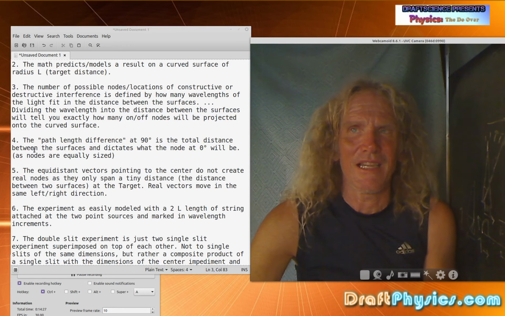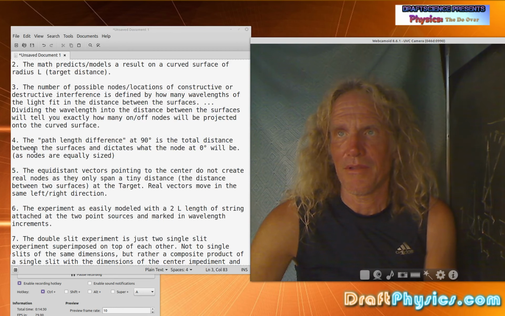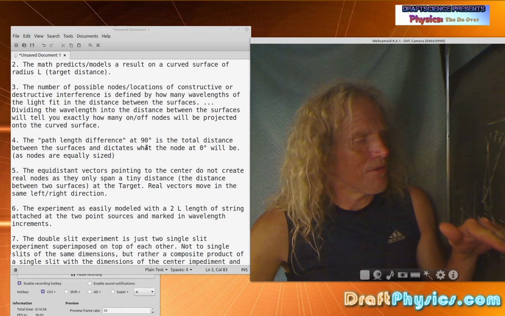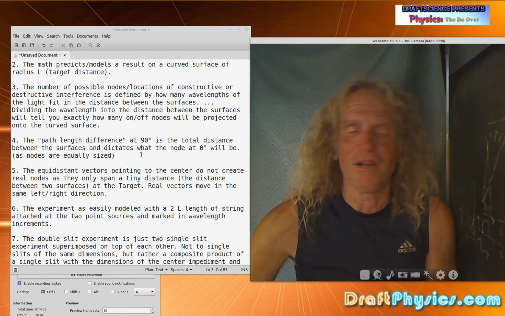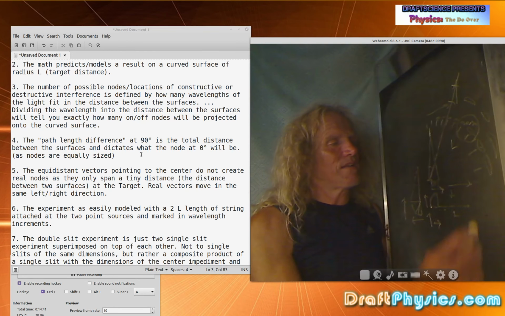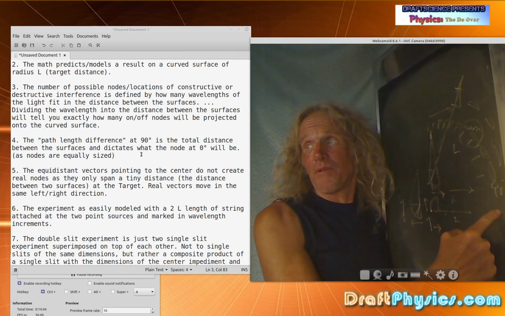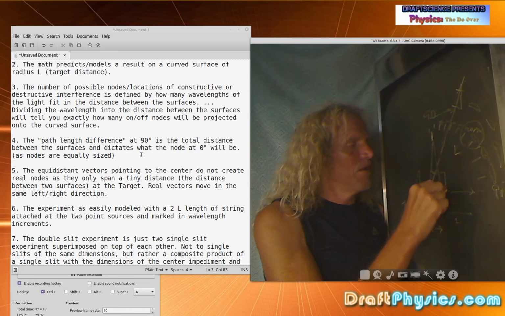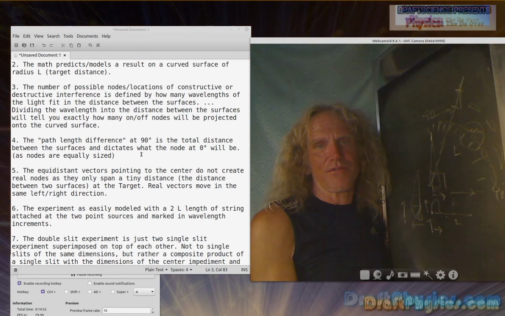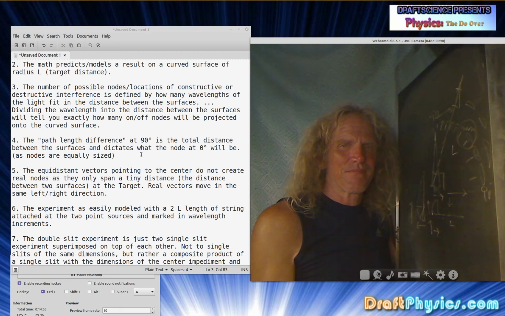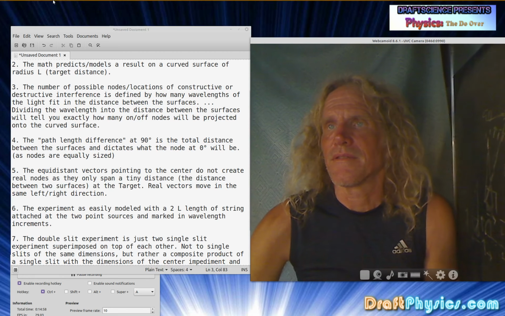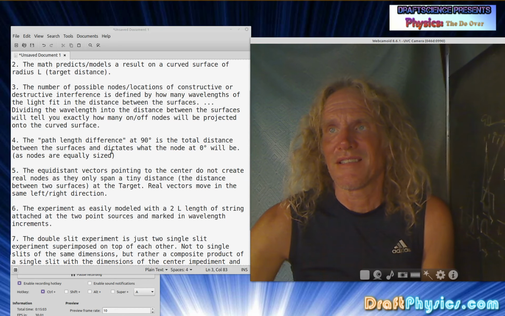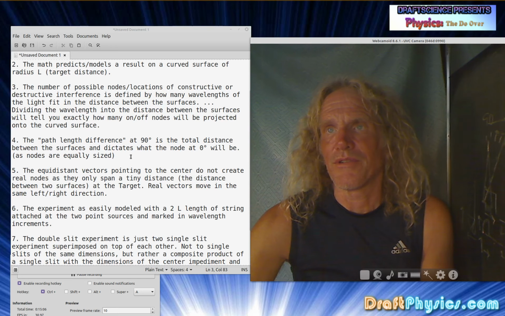Alright, so nothing here that I think a reasonable person could disagree with, but whatever. The path length difference at 90 degrees, or 0, depending on how you want to play the game. I call this 90 degrees, but frankly, perceptually, it's probably better to use 90 degrees here, because that's more traditional in terms of understanding your right triangles and all that kind of stuff. But that's semantics. Okay. It is the total difference between the surfaces and dictates what the node at 0 degrees will be.